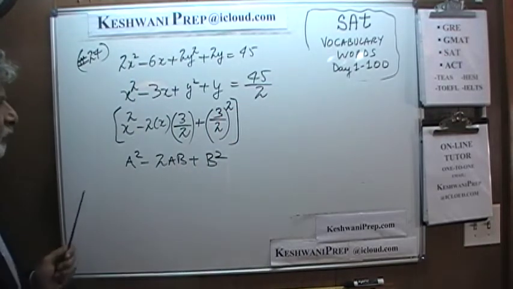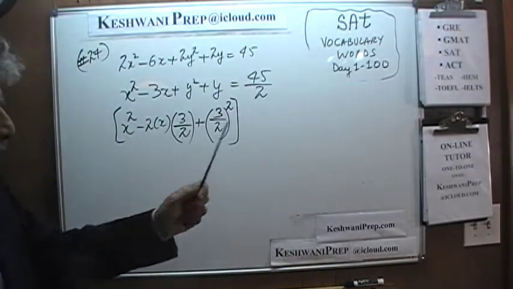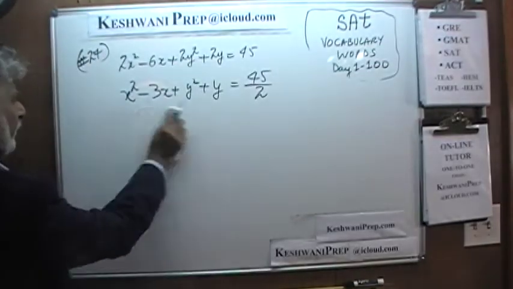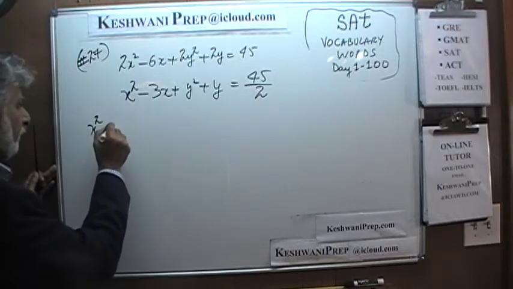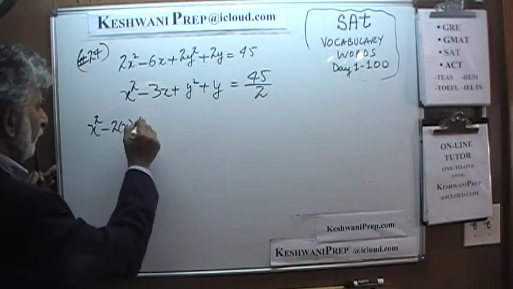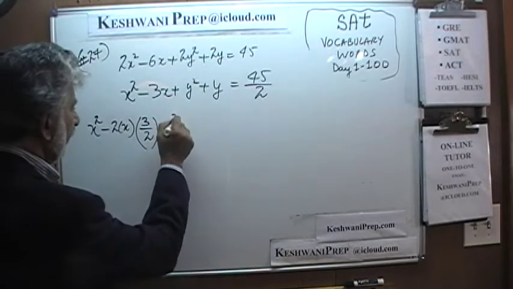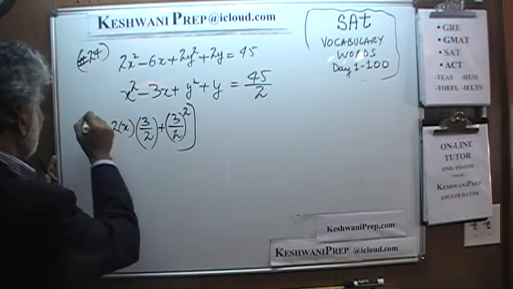I'm afraid I may have used up too much space. I might run out of room as we go through the blackboard. I hope it doesn't happen, because I like to put the whole thing in one shot. Let's do the y. Why don't we rewrite it so that I don't have to worry about it. So let's rewrite it instead of yapping. x squared minus 2 times x times 3 over 2, the 2 cancels out, plus 3 over 2 whole squared. That part is done.